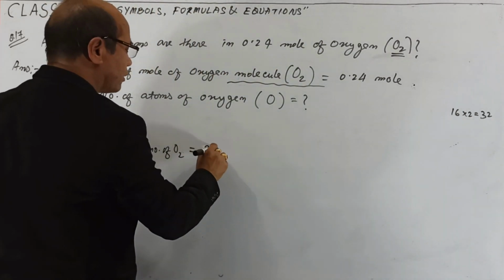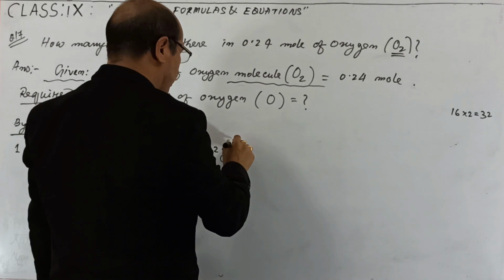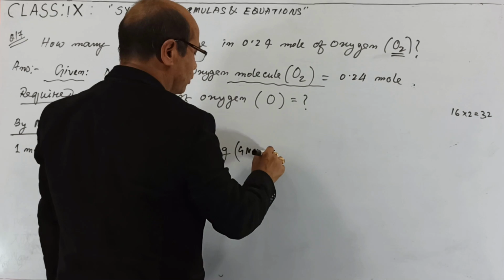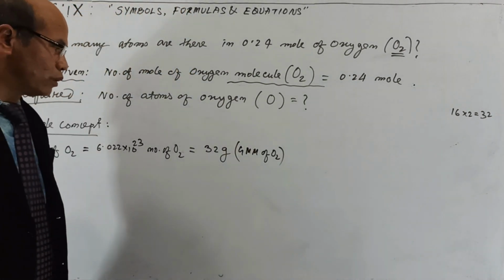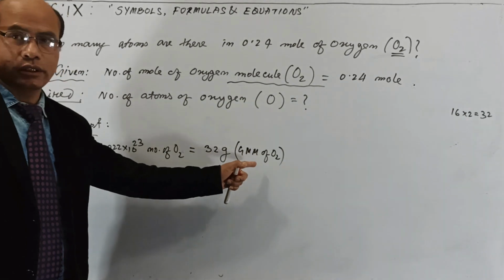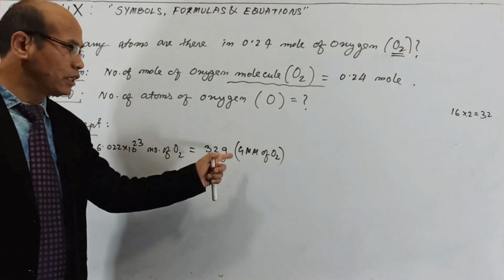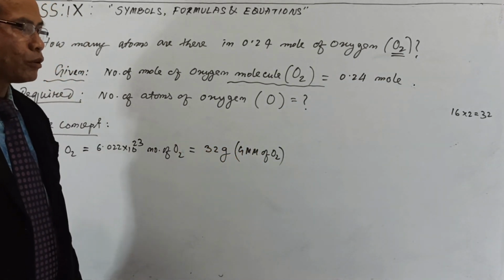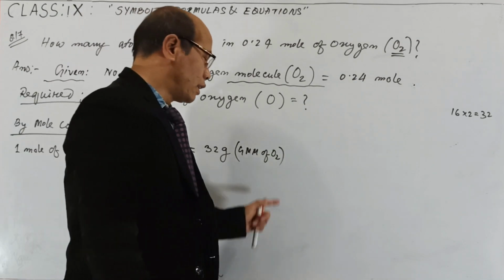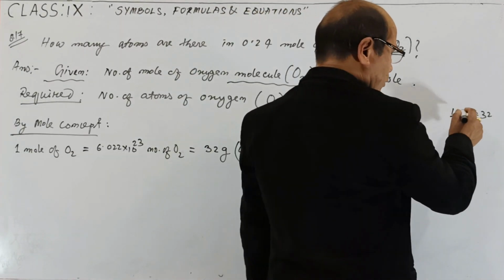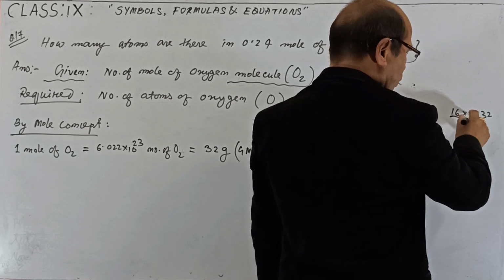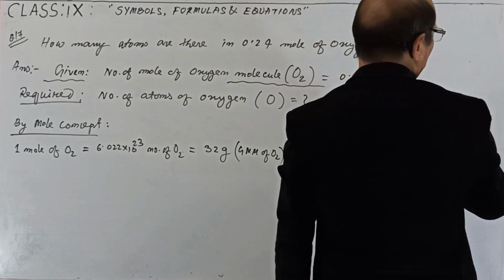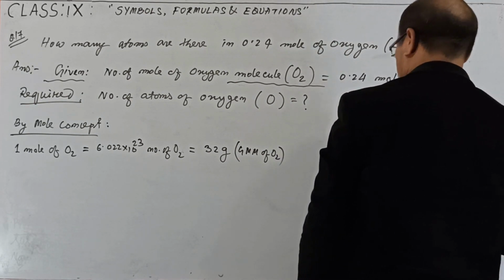So you can write 32 gram. This 32 gram is the gram molecular mass of O2. Since it is given in the form of molecule, we are using gram molecular mass. 1 mole of any substance, when you convert it into grams, is equal to the gram molecular mass of the substance. So here the substance is O2. The gram molecular mass of oxygen: there are 2 oxygen atoms, each is 16, so for 2 you multiply by 2, then you get 32.